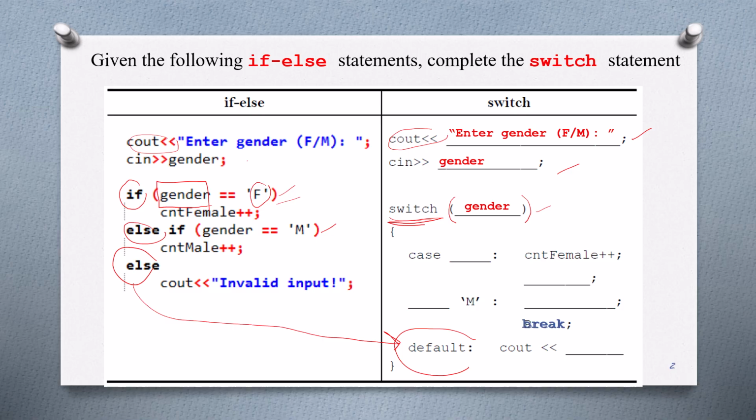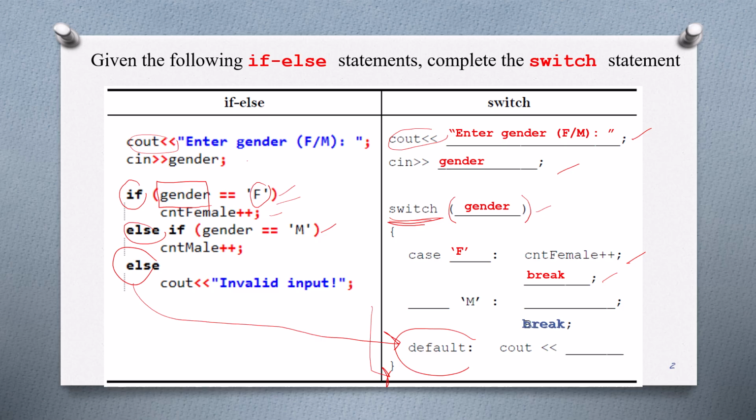So case f, you have one case f. If it is f, then you need to process it: increase the counter for count female. So you have countFemale plus plus. Next, this is very important when you use switch. You have to use the keyword break. If you don't put break here, it will fall through to the following cases. So you need to break, and then only the control will go out of the switch structure, right?